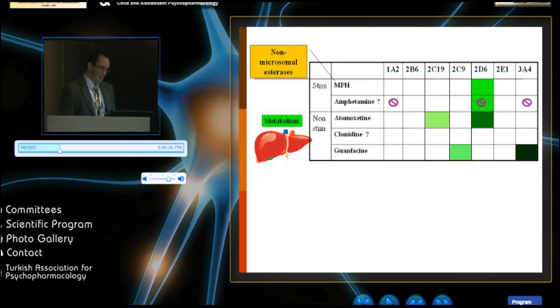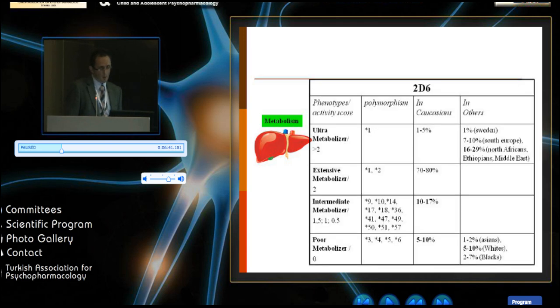And methylphenidate is one of the drugs that we use a lot. They play an important role in its metabolism, but non-microsomal esterase is the process where it plays the most important role. Atomoxetine's metabolism benefits from this function.